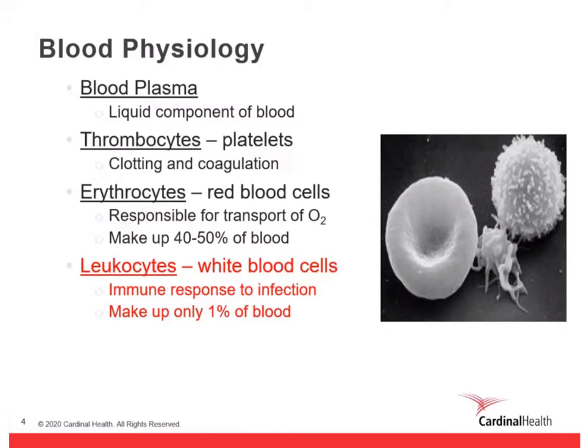Perhaps the largest cellular component of the blood are the erythrocytes, or the red blood cells. These typically make up about 40 to 50% of the cellular components, and these act as transporters. They transport oxygen and carbon dioxide in and out of our cells. Finally, we come to the star of our show, which are the leukocytes. These are our white blood cells. They are, of course, responsible for the body's immune response to infection.